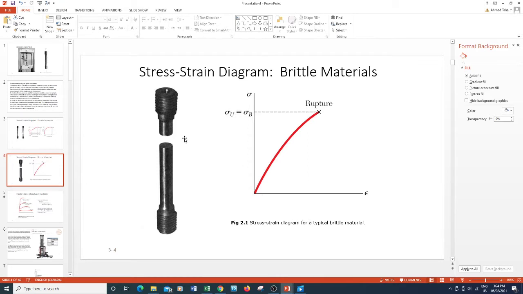In the brittle material, which is high carbon steel, there is a rupture, and this rupture is seen here. We can see the rupture without plastic deformation because it is high carbon.